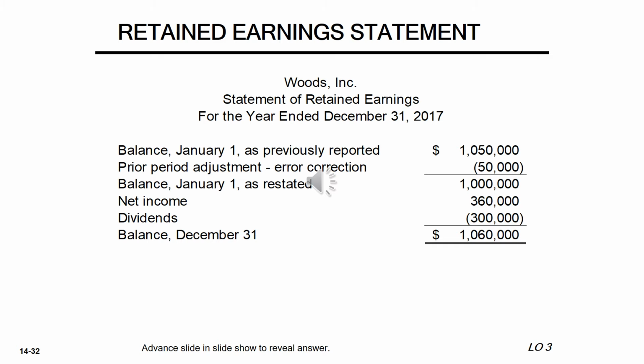And again, we're going to continue normally with the statement. So we're going to add net income and subtract dividends. And at the end, we're going to get the balance on December 31st, which is $1,060,000.